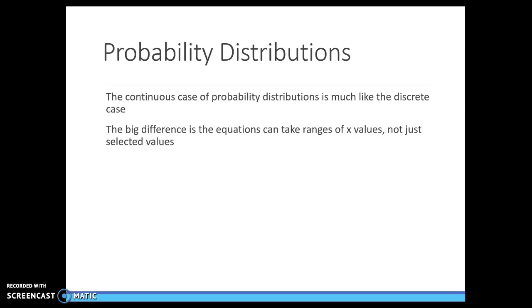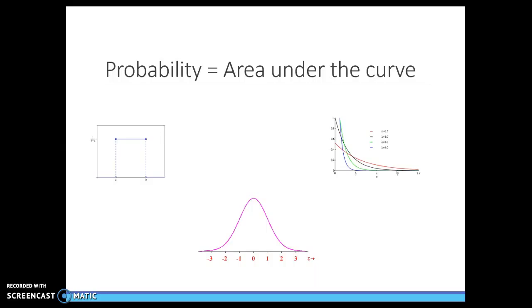So the biggest difference is that we can now take on a range of x values as well. Before, with discrete, we were looking at one outcome and the probability of that occurring. Here we can look at a range of outcomes and ask what's the probability of this range. The probability for continuous distributions is going to be the area underneath the curve.